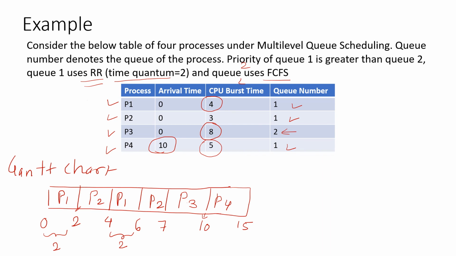Now the control will again come to P3, and till what time will it execute? Here how much is required? 8, and this is 3, so 5. So this will be 20. So this is how the multi-level queue scheduling algorithm works.